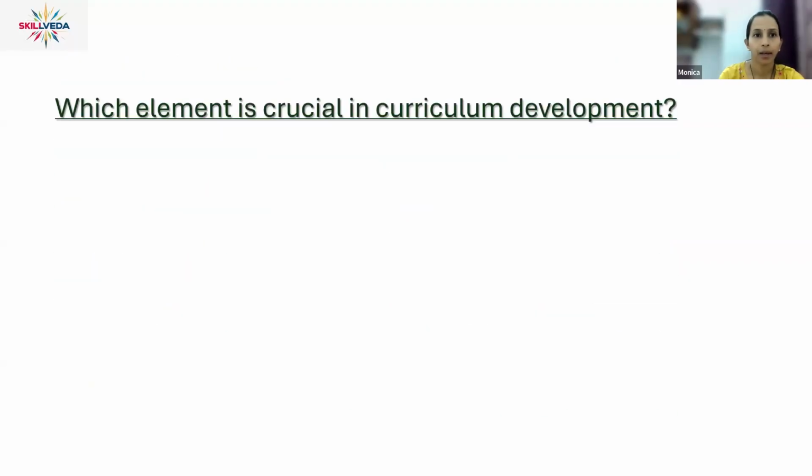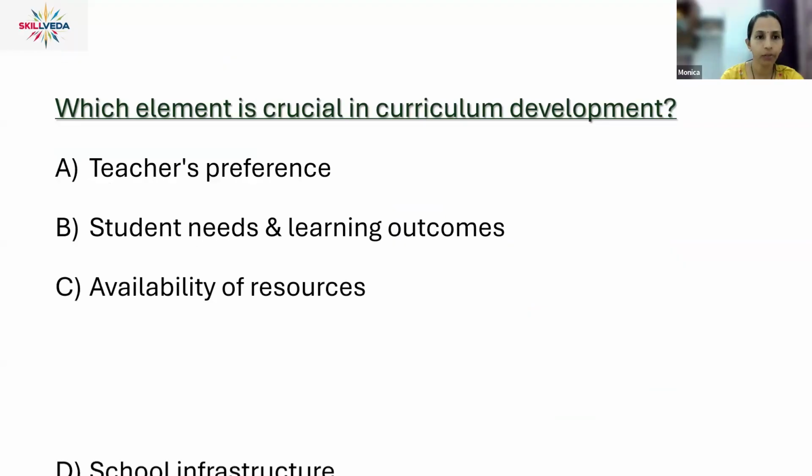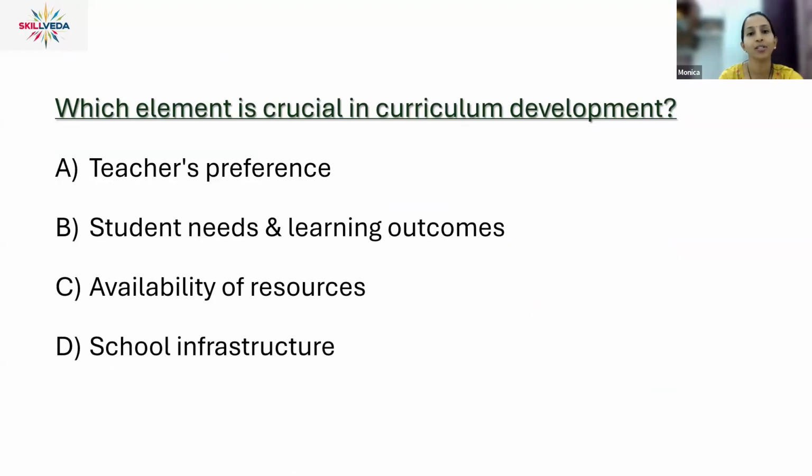Okay. So which element is crucial in curriculum development? Teacher's preference, student needs and learning outcome, availability of the resources, or school infrastructure. Ma'am, it's student needs and learning outcomes. Very good. It is the student needs and learning outcomes. So learning outcomes itself is designed with an objective for student needs, right?